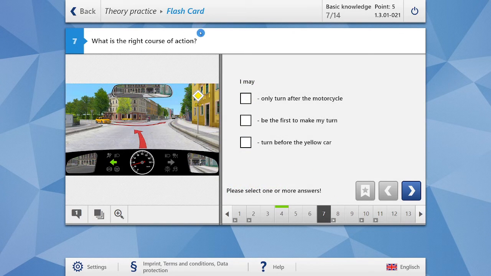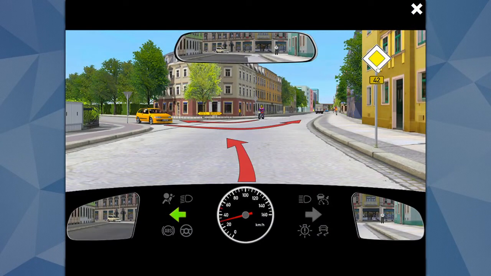Okay, now let's look at this. What is the right course of action? Let's zoom in. You are on a priority road, and you can see that the motorbike is also on a priority road. So clearly any other vehicle, in this case the yellow car, that is coming into the priority road has less priority than you or the motorbike, and hence must wait.